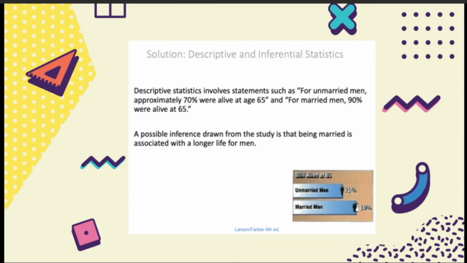For the descriptive, it has the statements: for unmarried men, approximately 70% were alive at the age of 65, and for married men, 90% were alive at 65. So we are talking about percentages, graphs, and tables. And here, a possible inference drawn from the study is that being married is associated with a longer life for men. So this one is the inferential because it draws a conclusion.